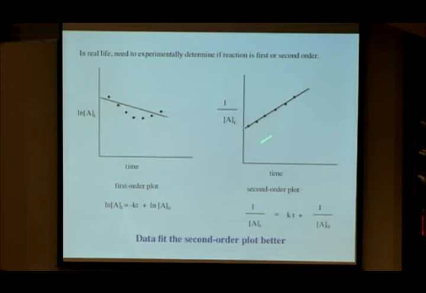It fits a straight line really well if I plot it as 1 over the concentration. If I plot it as the natural log versus time, the data doesn't fit a straight line at all. So this is not a first order process. This is much more consistent with a second order process. So again, figuring out whether something is first order or second order is done experimentally.